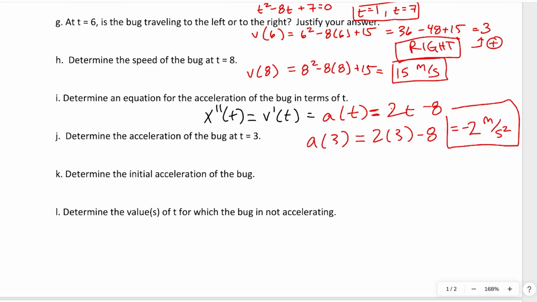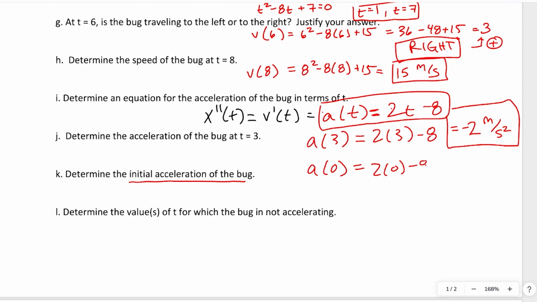Okay. So let's find the initial acceleration of the bug. So what's happening at time equals 0? Box this, make that clear that that's our answer there. So at 0, we've got 2 times 0 minus 8, which is negative 8 meters per second squared.